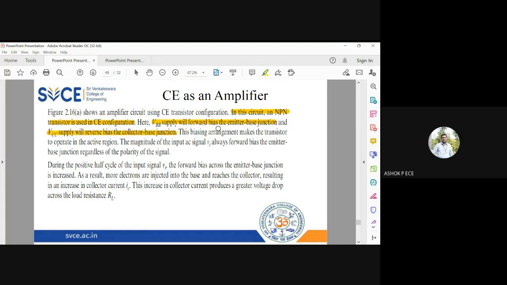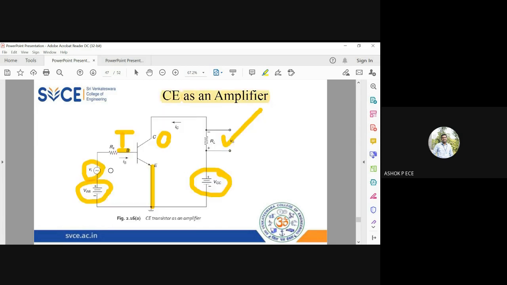So for using the BJT as an amplifier, emitter base junction has to be forward bias and collector base junction has to be reverse bias. What will this ensure? This will ensure that the transistor is working in the active region. Any device working in the active region will be an amplifier. The input signal VI is an AC signal, because I told you we are going to give a sine wave. While these two voltages, VBB and VCC, are going to be the DC bias signals.